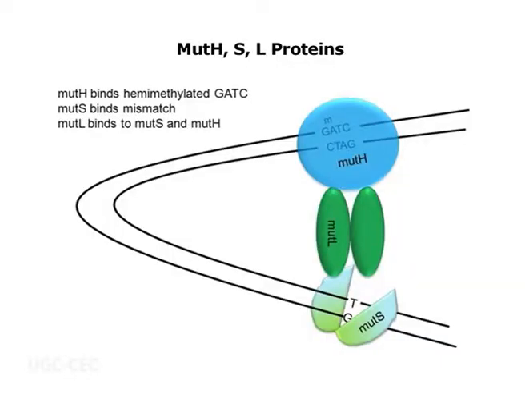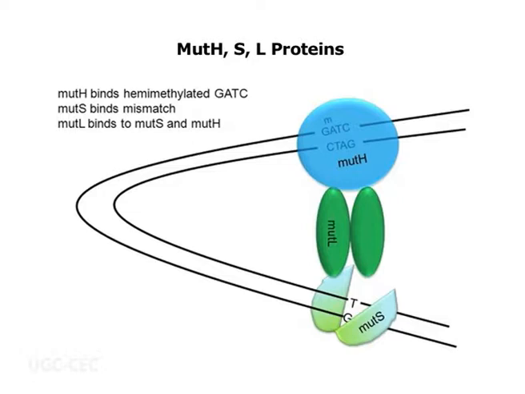Now let us see what the types of repair system in prokaryotes are. The incorrect base pair is removed by two types of systems. One is the nucleotide excision repair system, another is the mismatch repair system. The mismatch repair system requires the presence of three proteins, MutH, MutS and MutL, which are encoded by the mutH, mutS and mutL genes respectively.